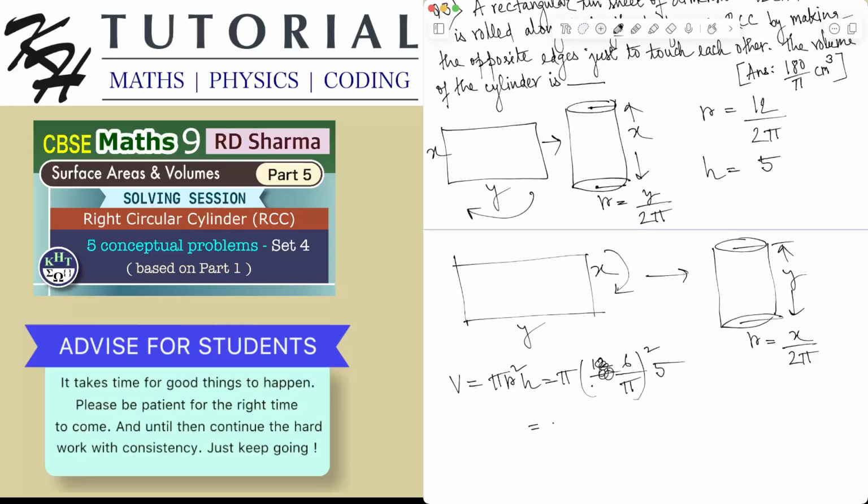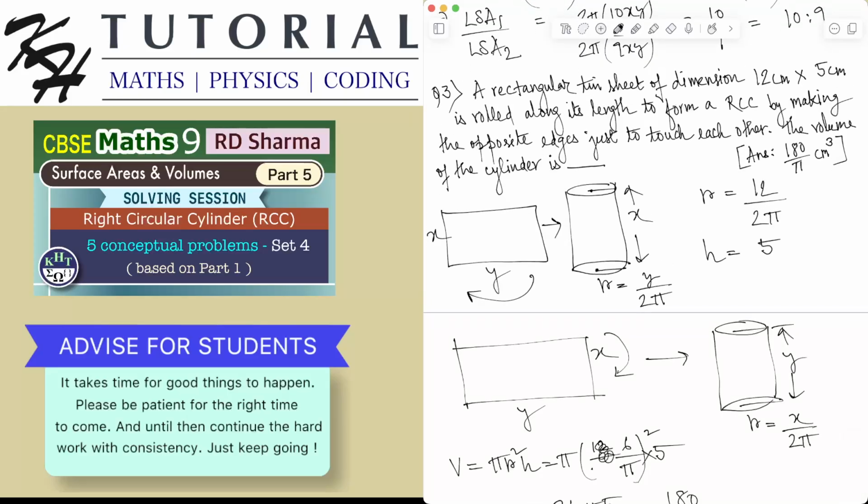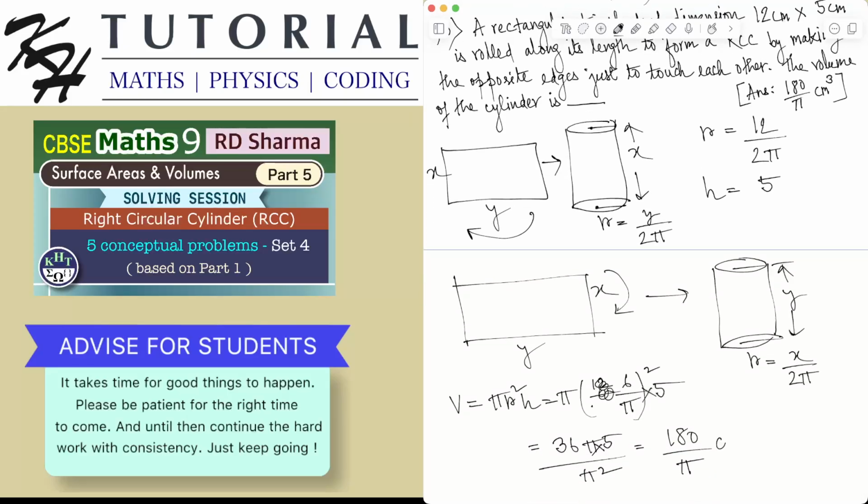This is equal to 36 pi times 5 divided by pi square. So this is equal to 36 multiplied by 5, which is 180 by pi. So the volume of the cylinder formed when the rectangular sheet is rolled along the length is 180 by pi centimeter cube.